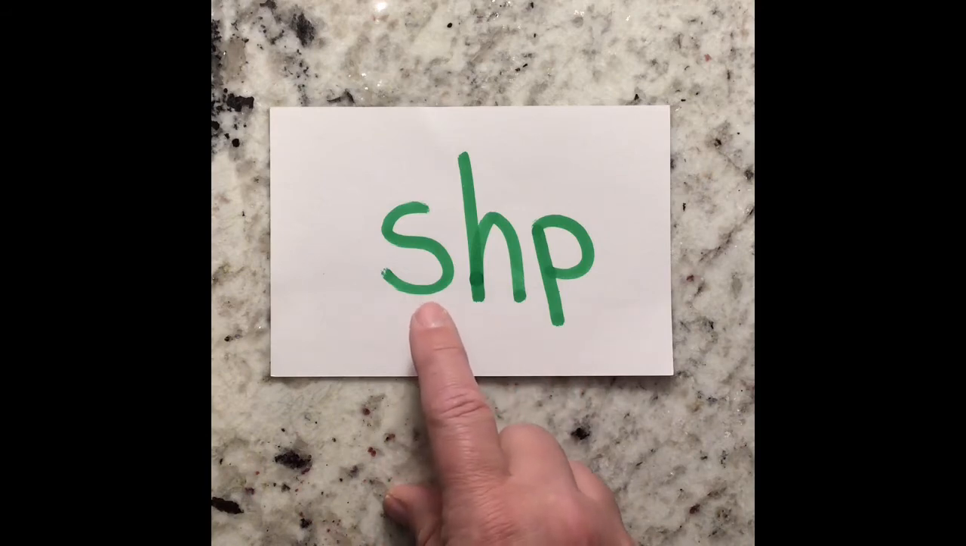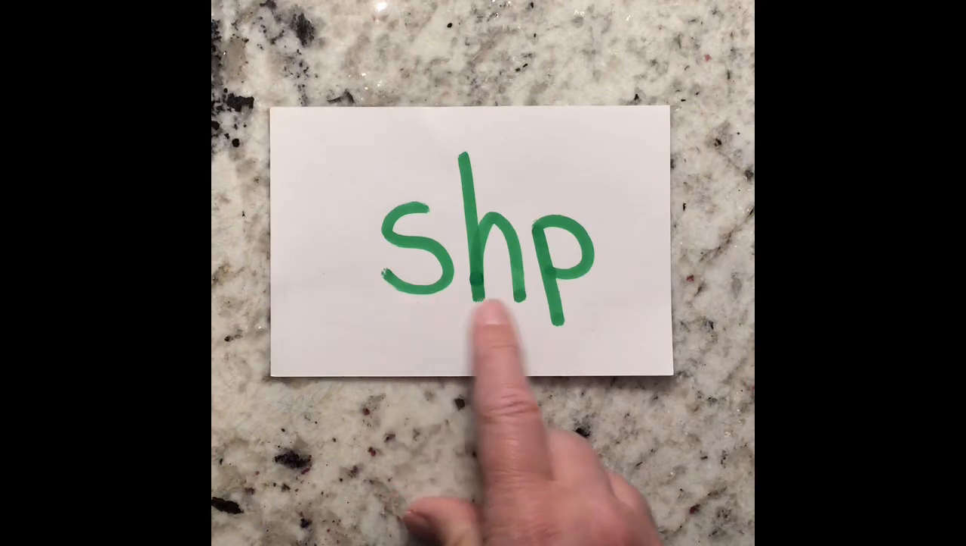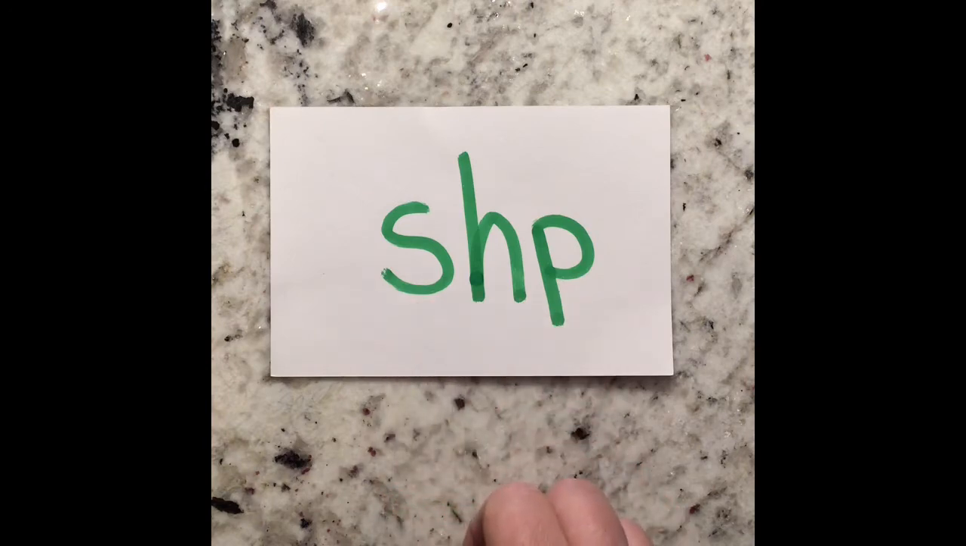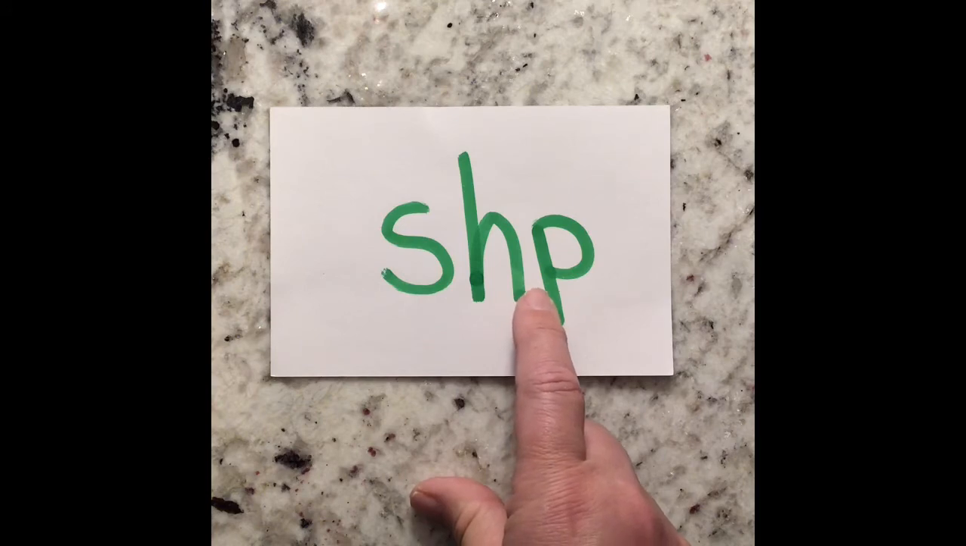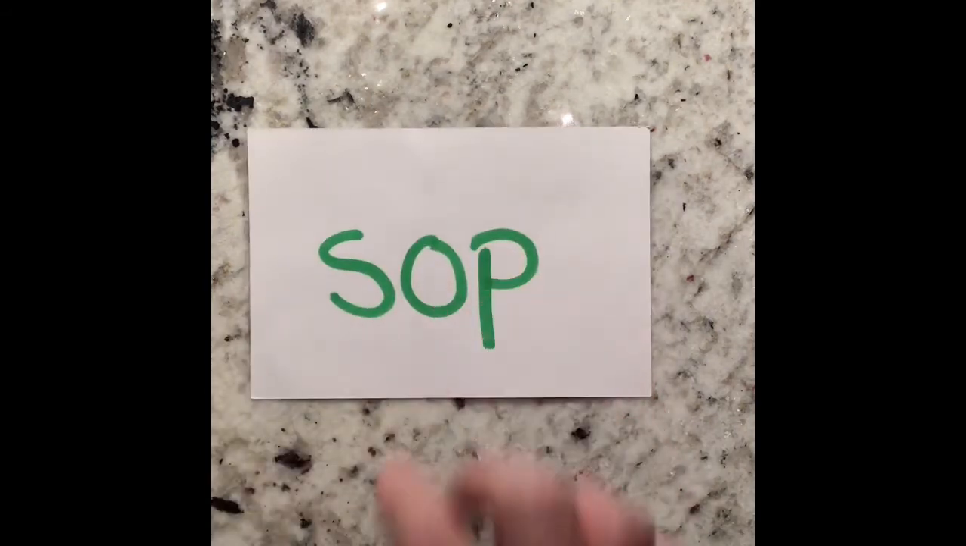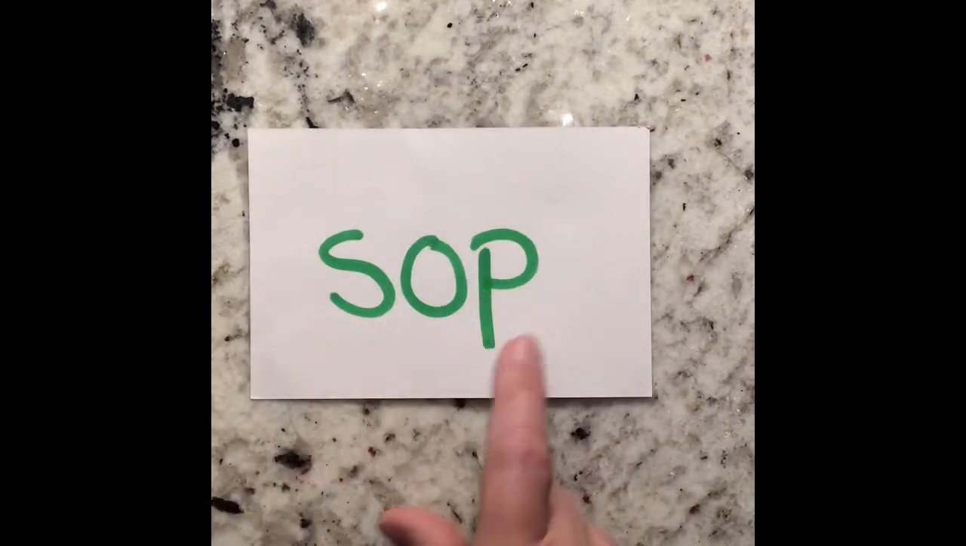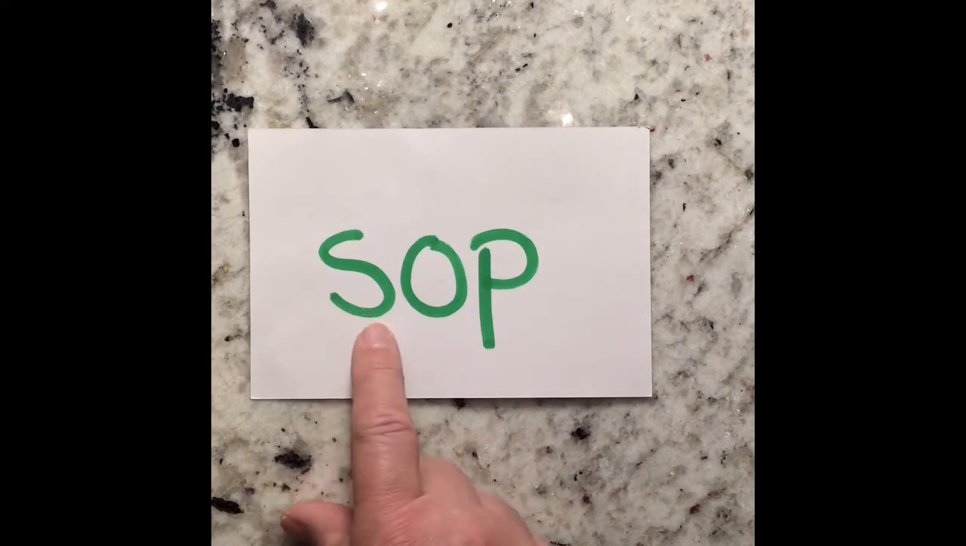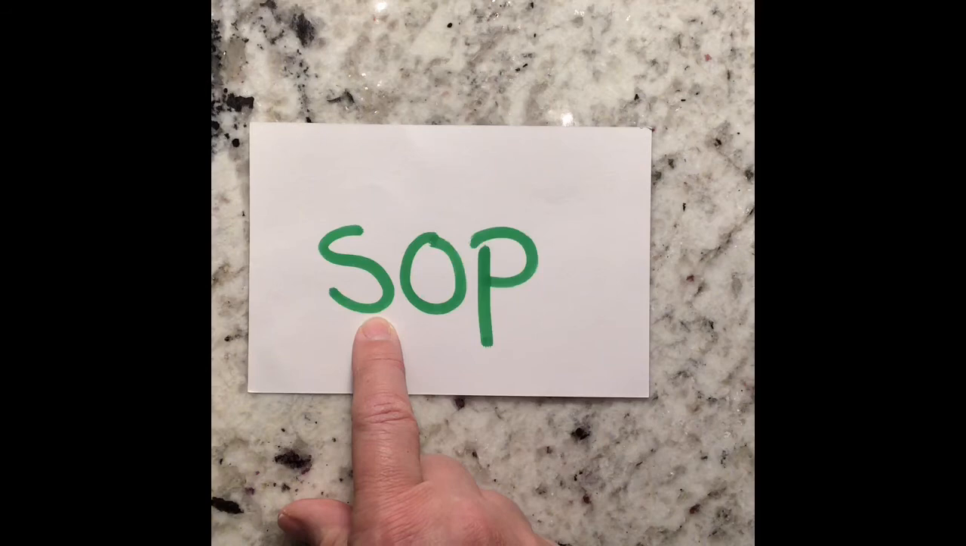Okay, what was missing? This word is shop. The missing feature is short vowel O. Good. This word is, child wrote this for stop. The feature missing is the blend ST. Good. One more.